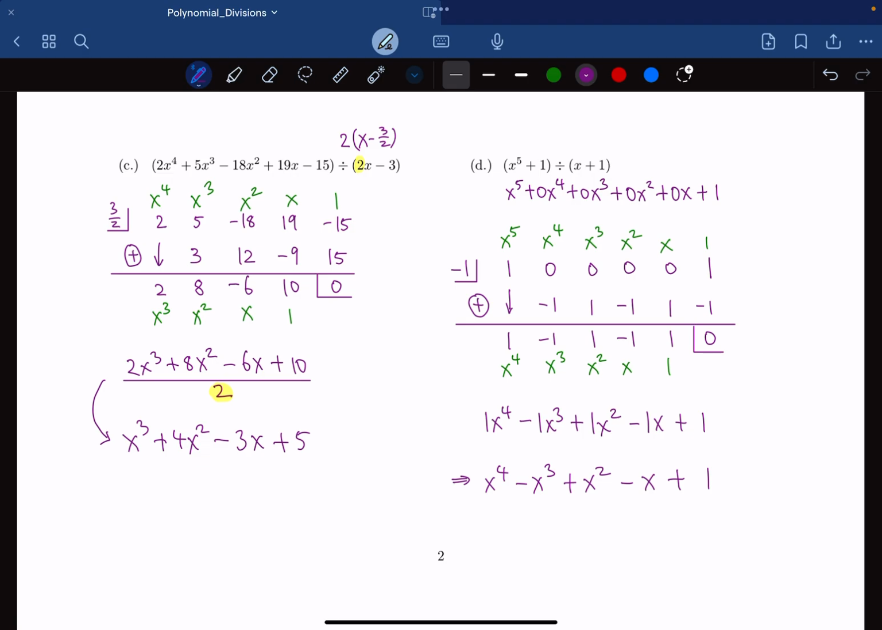Both of these are very useful divisions of polynomials that come up in various places in mathematics. So that's it for this video.